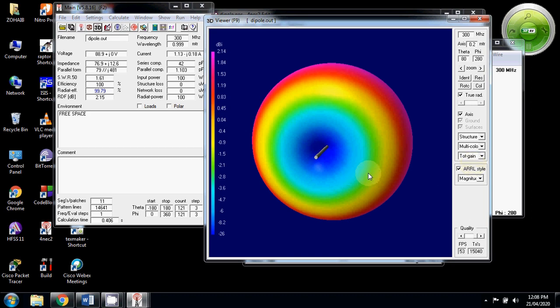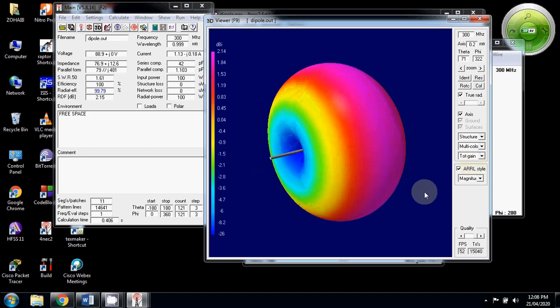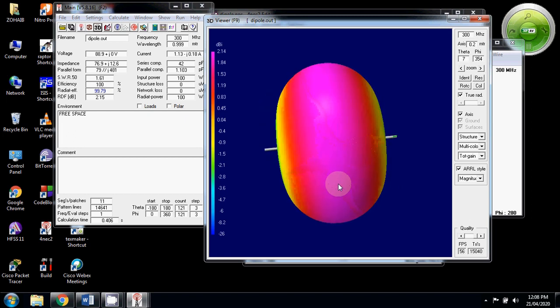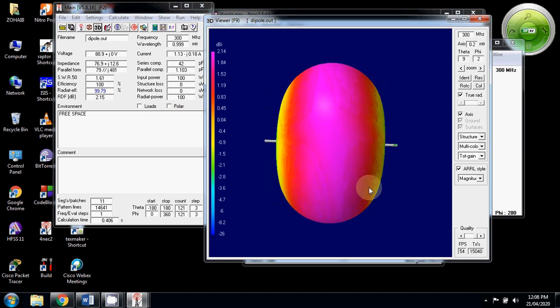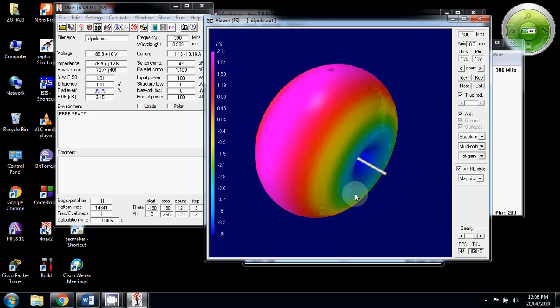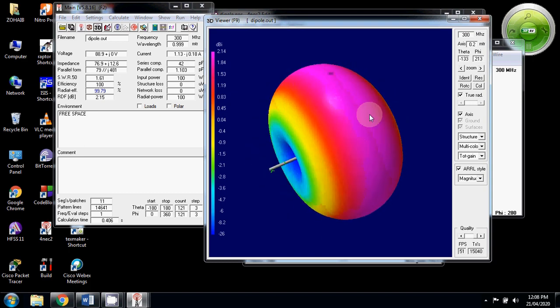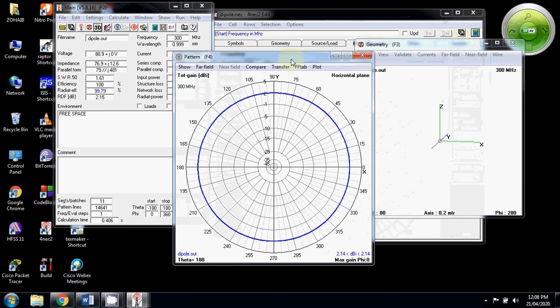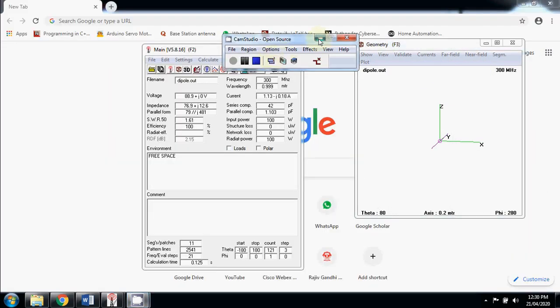As soon as you click on multicolored, you will see this three-dimensional radiation pattern, which looks just like a donut, and you can see our dipole antenna also just going through it. And this legend shows that the maximum gain of our antenna is 2.14. So we can move around this antenna. We can look at it from all the sides, and yeah, these are the two ways you can see it.